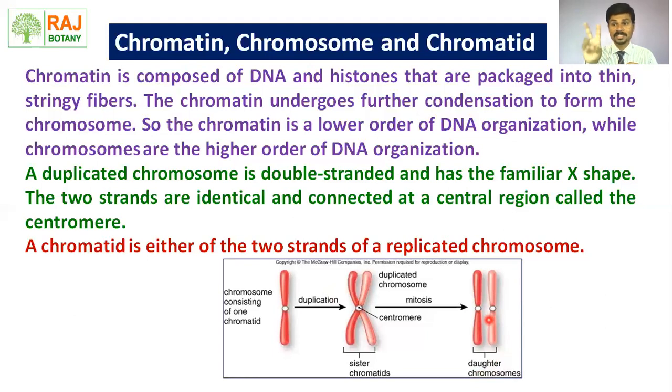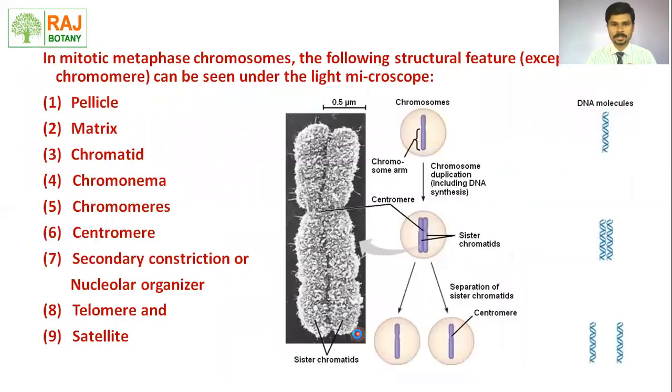Formation of two cells is the result of the mitosis, and each cell receives the daughter chromosomes after the splitting of these sister chromatids from the centromere. So here it is written that the chromatid is either of the two strands of the replicated chromosome. Either of the two strands of the replicated chromosome means the chromatids.